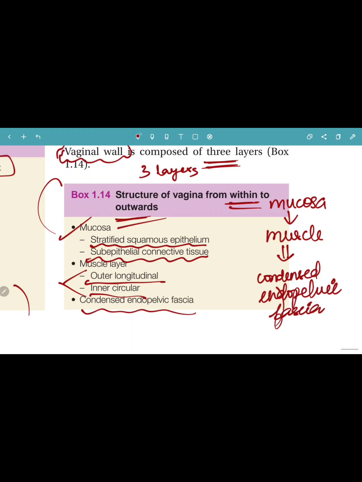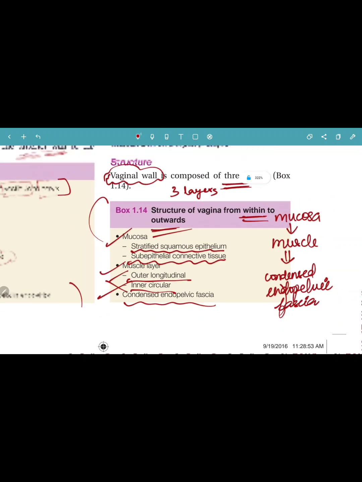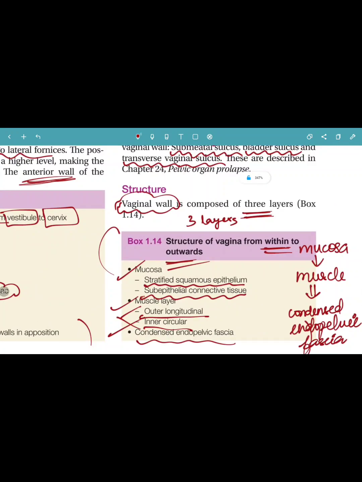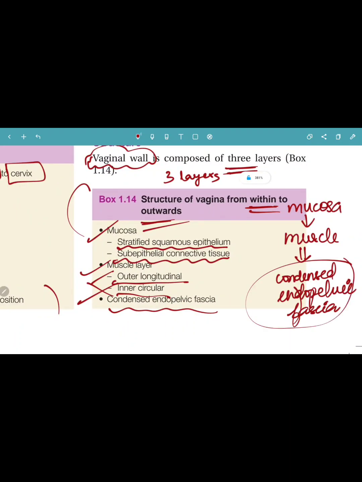So the mucosa: stratified squamous epithelium and subepithelial connective tissue; the muscle layer: outer longitudinal and inner circular; and a condensed endopelvic fascia. All these are the 3 main layers of the vagina from inwards to outwards. This condensed endopelvic fascia we will be learning in detail.